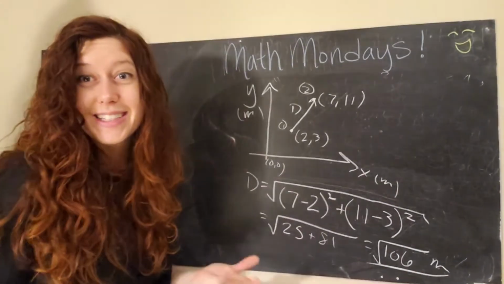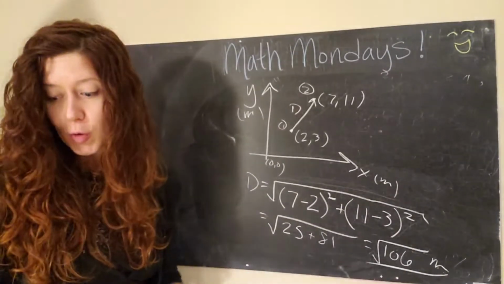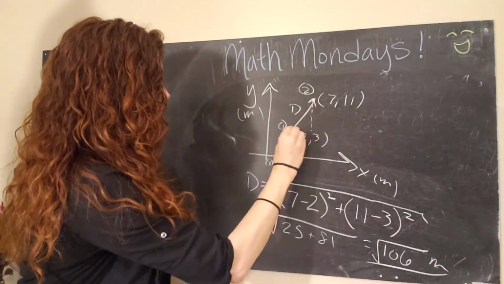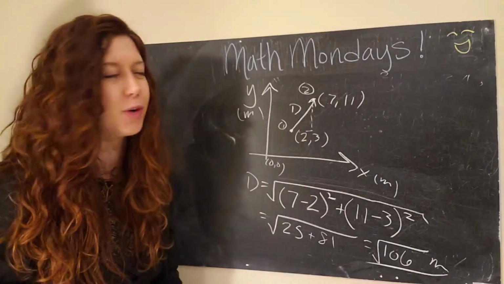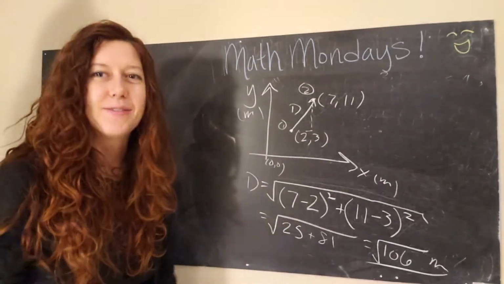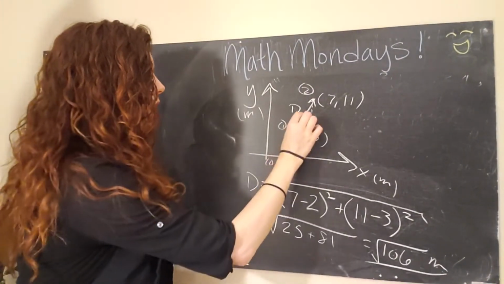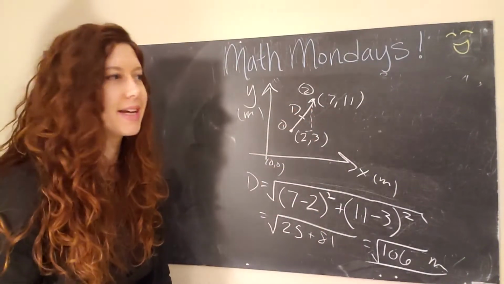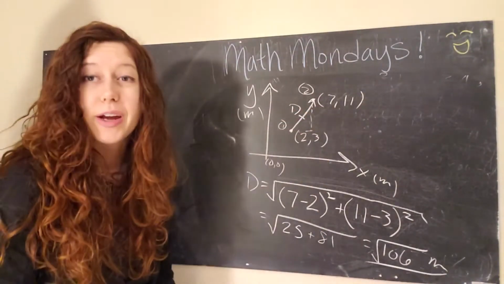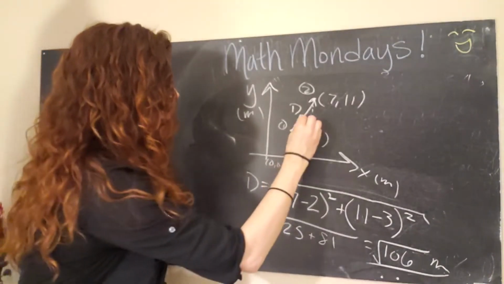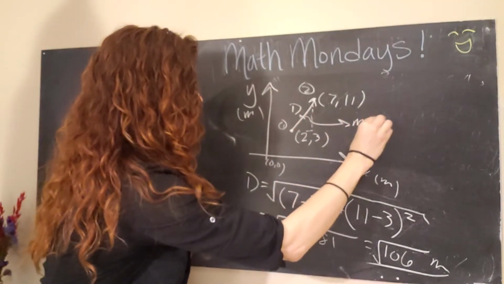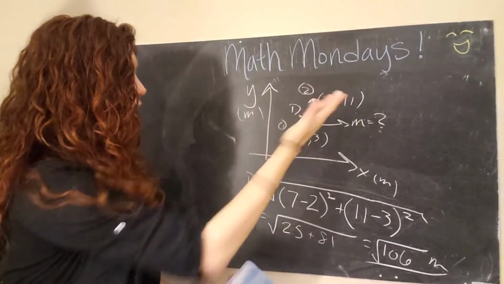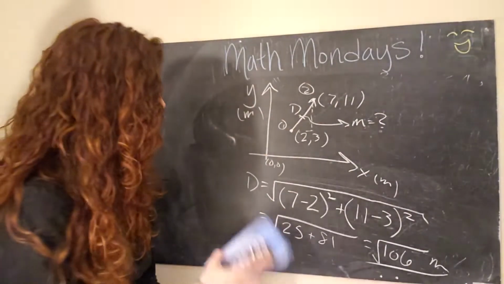Cool. So that is the distance formula. Pretty straightforward when we actually understand what we're doing. All we're doing is making a little triangle. Yay. All right. So to end, let's say that for some reason I wanted to know what the midpoint of my journey was. So I'm going to call this M. What is the midpoint of the distance that I traveled?